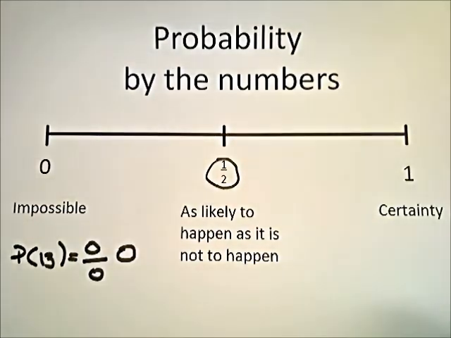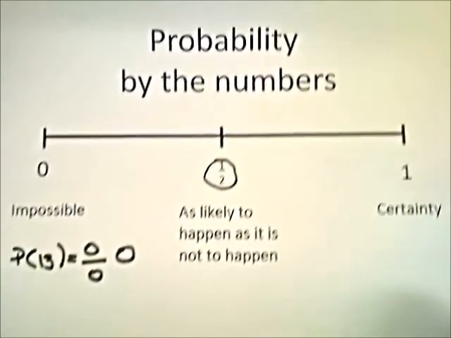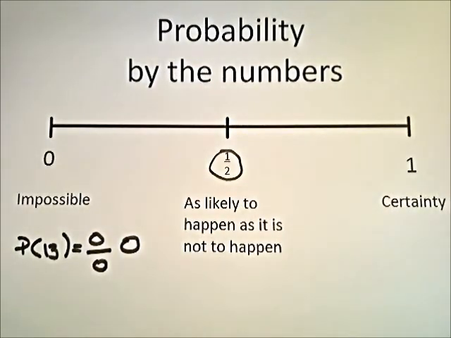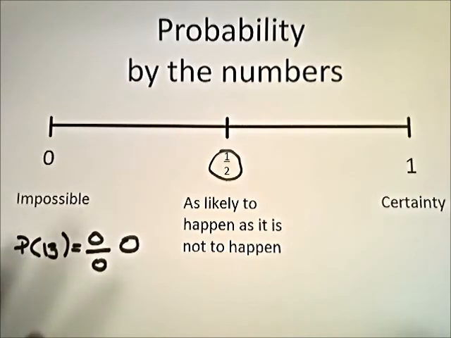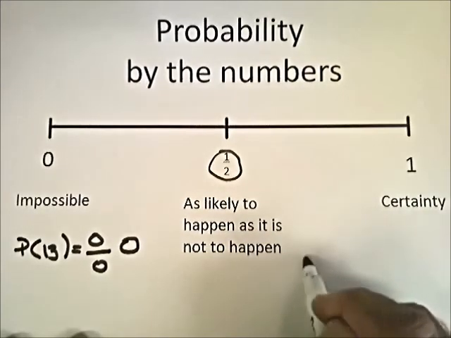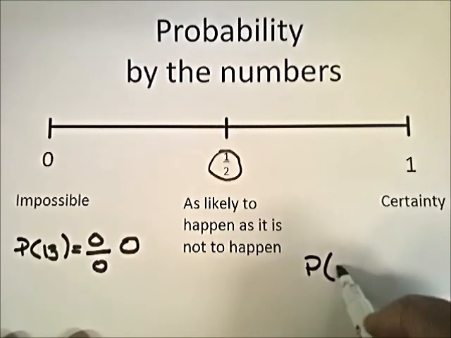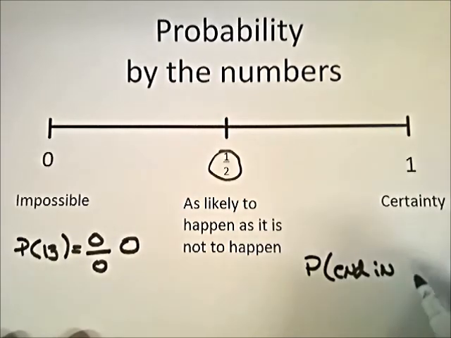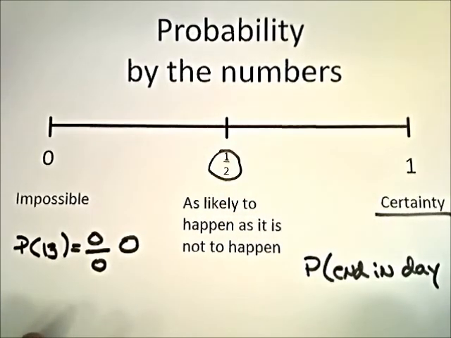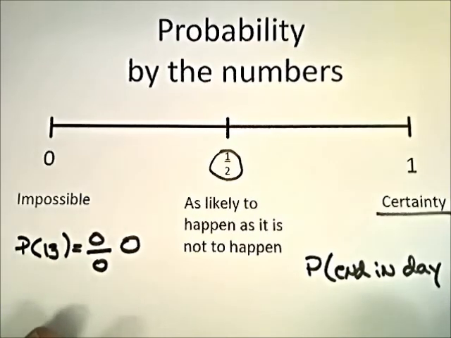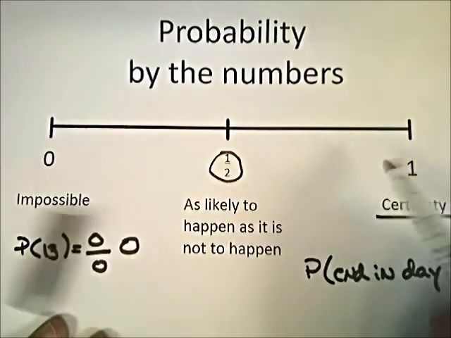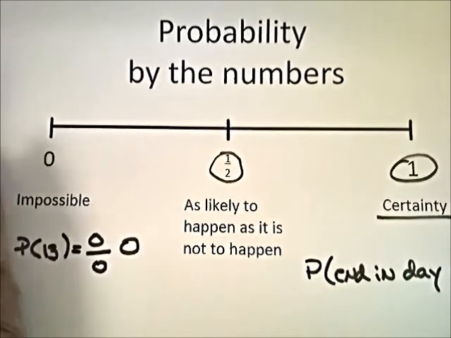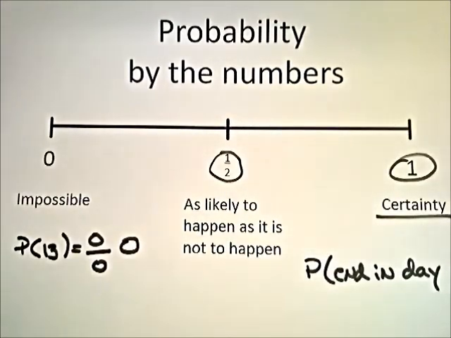We are certain that any of the slips we draw out will have the word day in what we're reading. So the P(end in day) is a certainty. So mathematically, the probability would be 1.